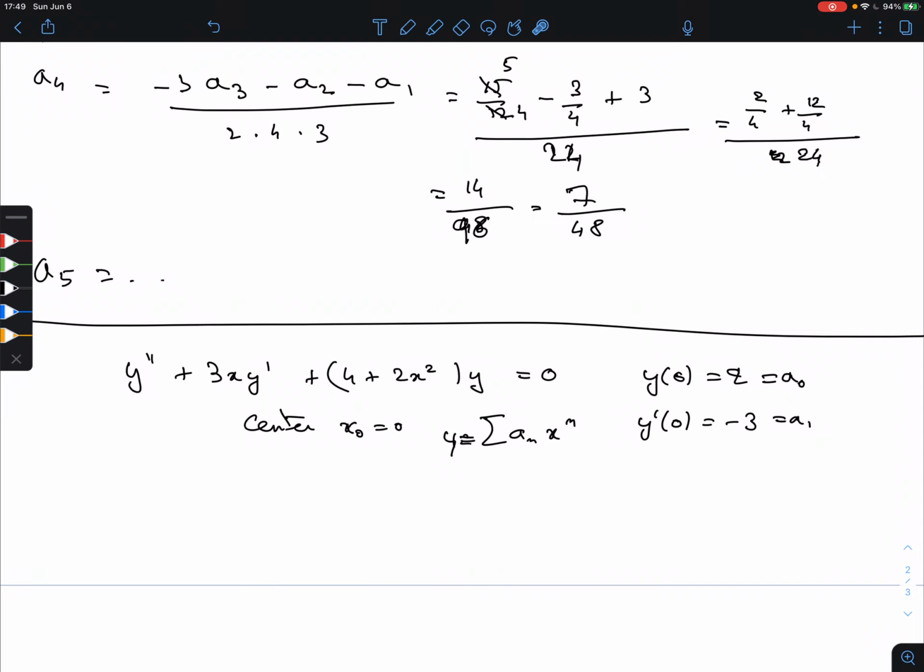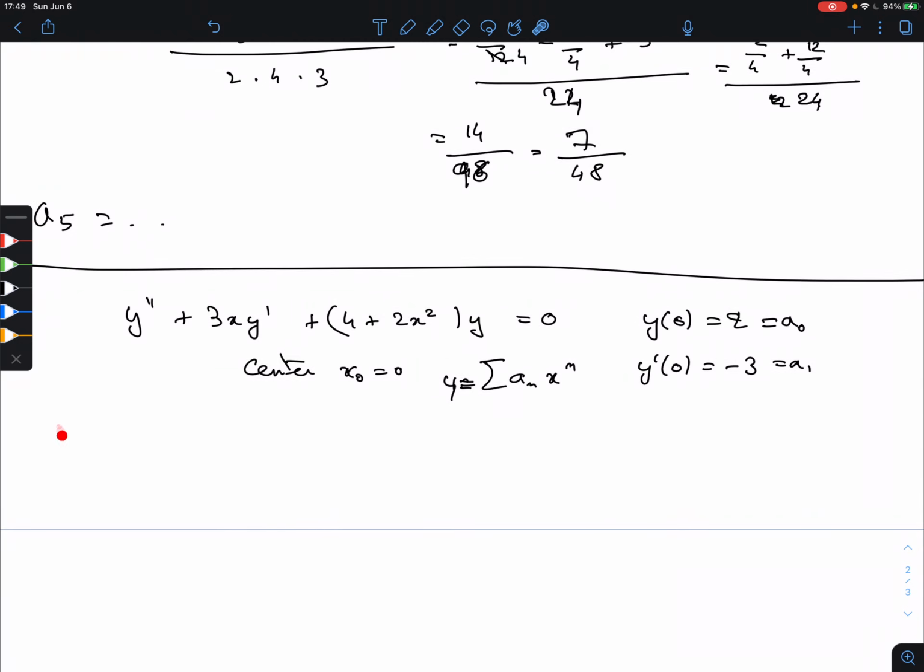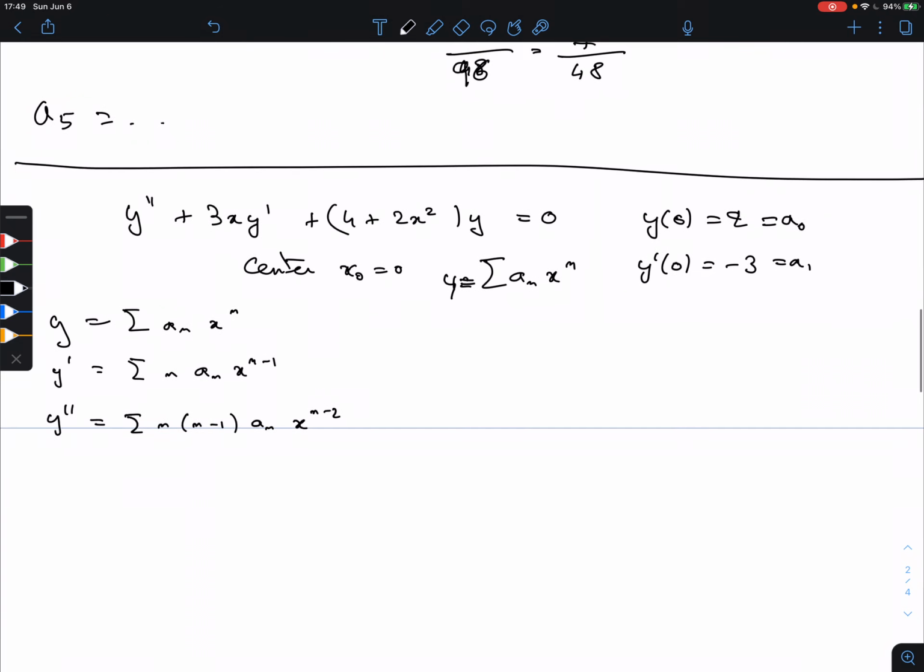All right, now let's find it. Okay, so let me write it again here. Summation a_n x^n, y prime is summation n a_n x^(n-1), and y double prime is summation n times (n-1) a_n x^(n-2). And so now we plug everything in, so we get summation n(n-1) a_n x to the power n-2, that takes y double prime, plus 3x.